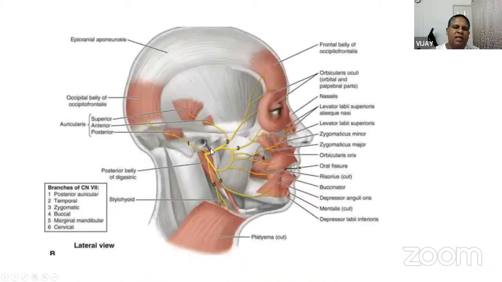So here you can see the temporofacial and the cervicofacial branches, and you can see these are the temporal branch, zygomatic branch, the buccal branch, the marginal branch, and the cervical branch. Here you can see multiple buccal branches coming here, and the third branch is the zygomatic branch.